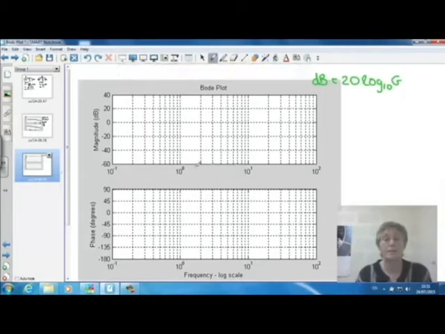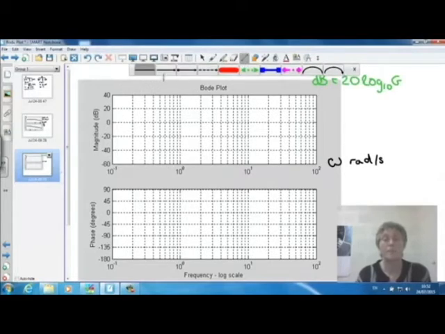Okay, and you'll notice along the frequency scale this is also logarithmic. This is the frequency in radians per second. And we use a logarithmic scale so that we can show a wide range of frequencies, in this case from 0.1 radians per second up to 100 radians per second. Okay, and our bottom graph, the x-axis is still logarithmic, but the y-axis is just phase in degrees, so that's a linear axis there.